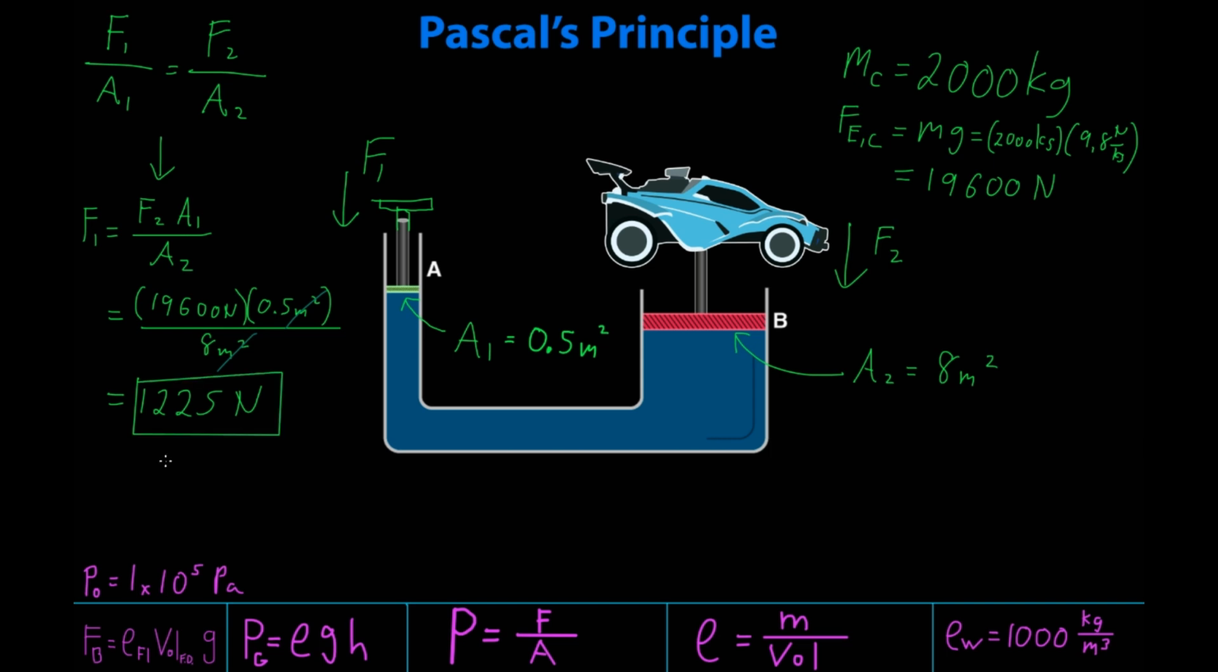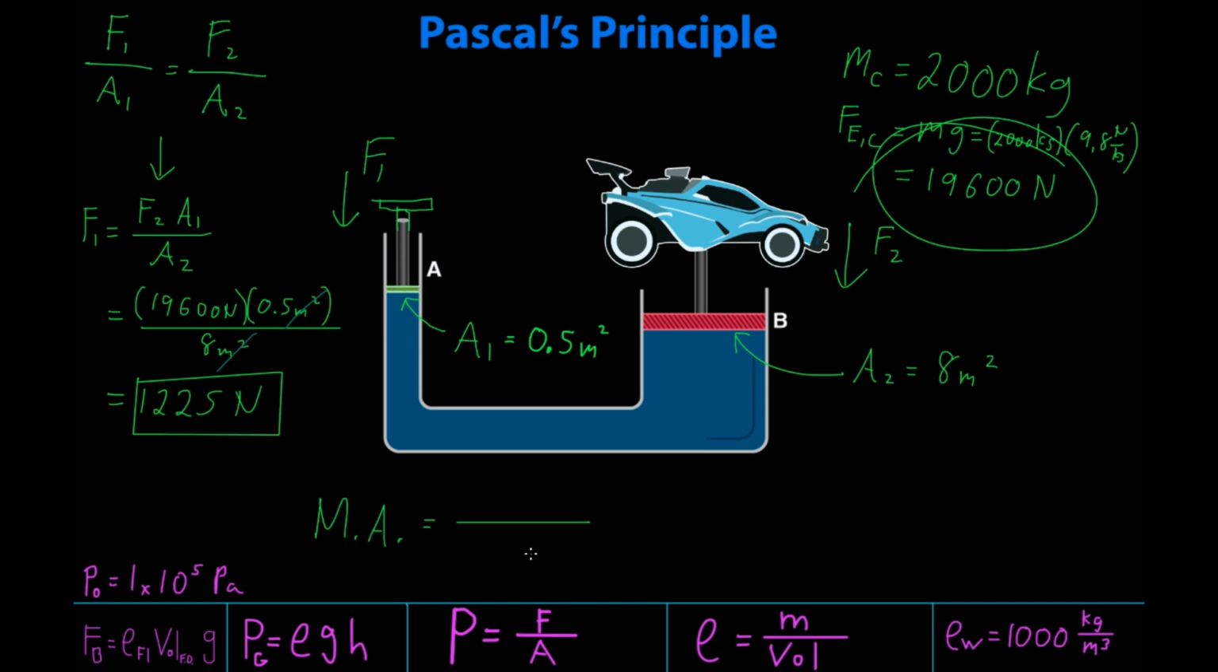So by exerting a force of a little over 1,000 newtons, you can keep this car stationary, which weighs almost 20,000 newtons. And that is because the force you exert over this small area here is then distributed to the force of this larger area on this other piston.